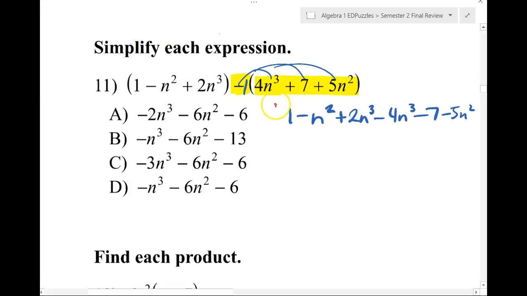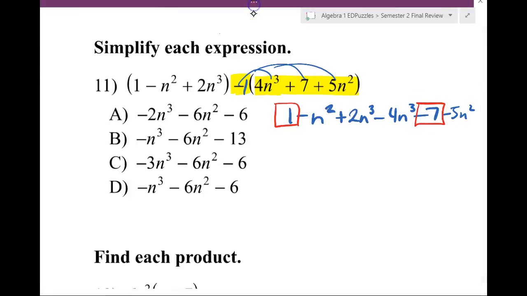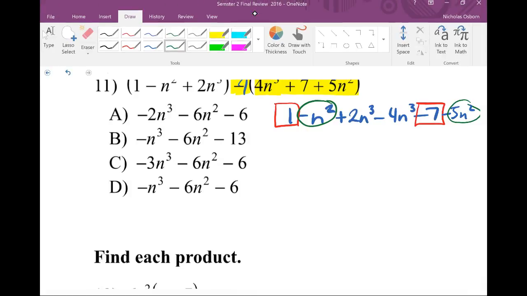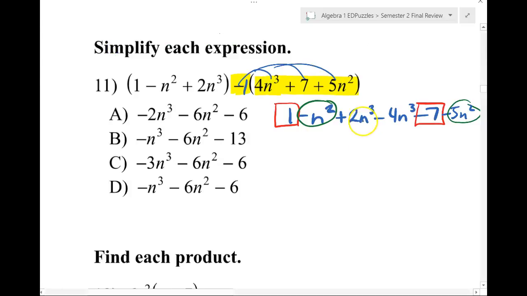Okay, so starting with the 1, I'm going to group all the ones that are just constants without a variable. So I have 1 and -7. And then I've got n squared. I'll put a circle around that. So other square terms, put a circle around that. And then for the cubed terms, I'll put a triangle. So 2n cubed and negative 4n cubed. So those will be combined.